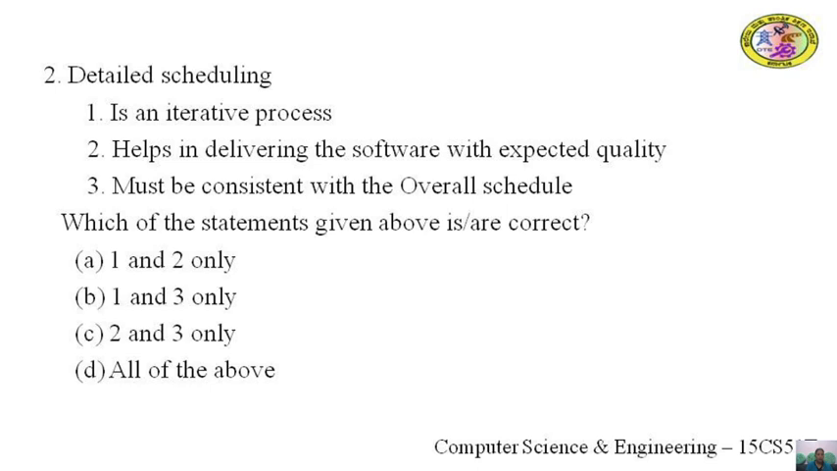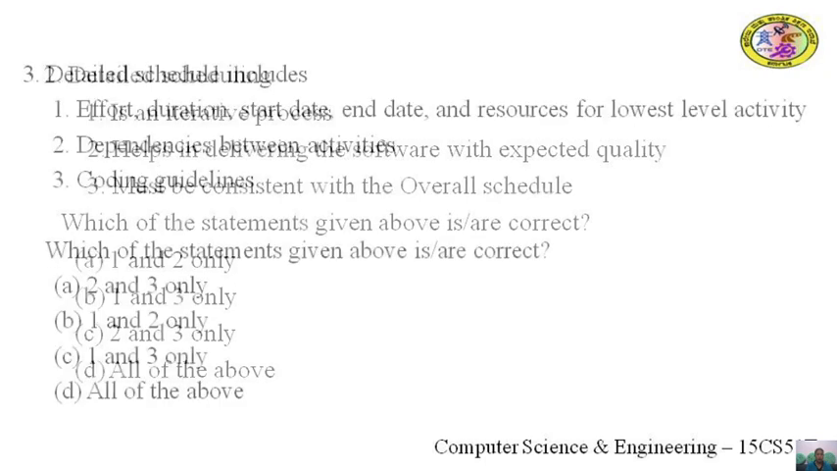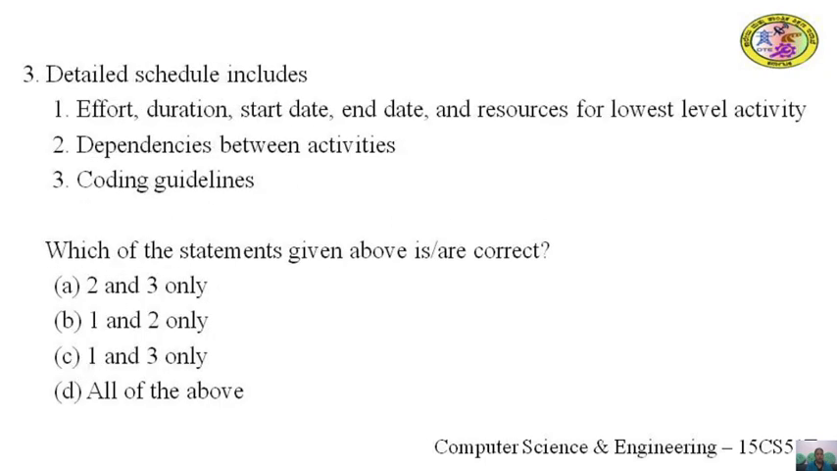Yes, the correct answer for this question is option D, all of the above. Detailed scheduling is an iterative process which helps in delivering the software with expected quality, and it has to be consistent with the overall schedule. Let's have a look at the next question.